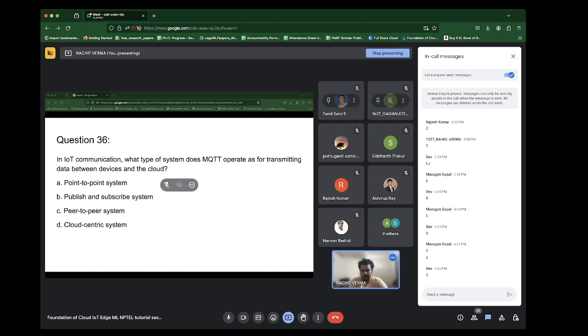So in IoT communication, what type of system does MQTT operate as for transmitting data between devices and the cloud? Is it A, a point-to-point system? B, a publish-subscribe system? C, peer-to-peer? Or D, cloud-centric? The most accurate answer. Option D. Any other? In order to transmit data between devices and the cloud, how is it facilitating that? Cloud-centric is already there in the question, right? There's a very specific term that was discussed in the lectures. I hope you remember that.